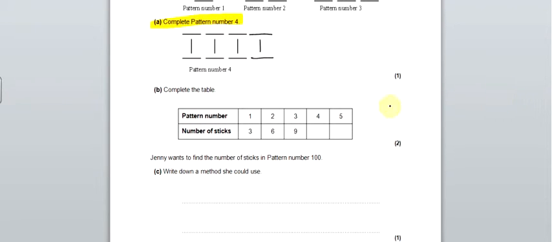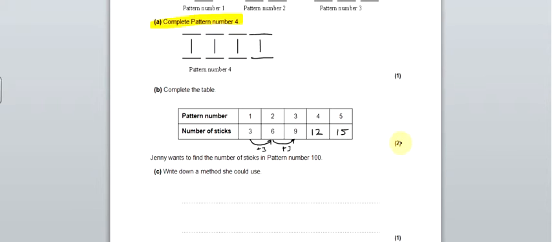Complete the table. You cannot get this stuff wrong. Look at the number 3, count on your fingers, 4, 5, 6, that's adding 3. 7, 8, 9, adding 3. 10, 11, 12. 13, 14, 15.